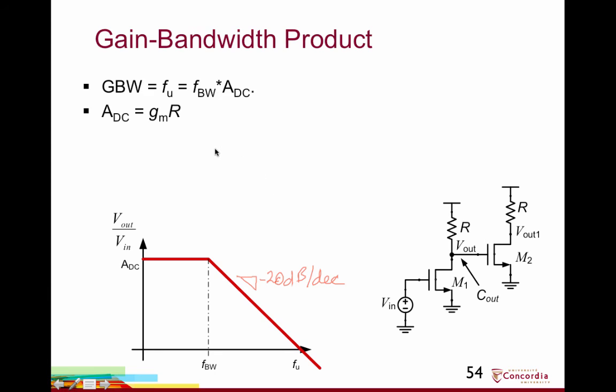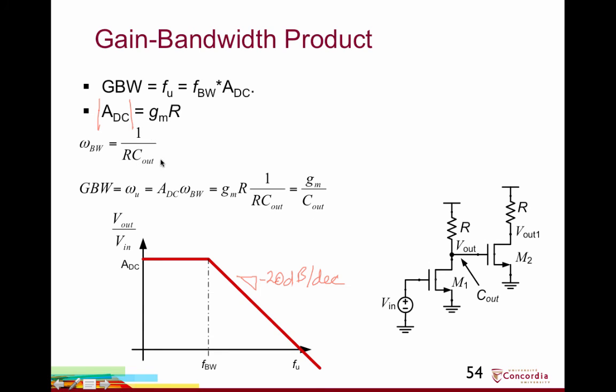So the gain bandwidth product can be found by multiplying the bandwidth times the gain. So the unity gain frequency, FU, is equal to F bandwidth times the DC gain. And the DC gain, or at least the magnitude of the DC gain, is equal to GM times R. And the bandwidth is 1 over RC. You could get this by writing a KCL in the S domain at this node, and that's something we'll review in another set of slides.